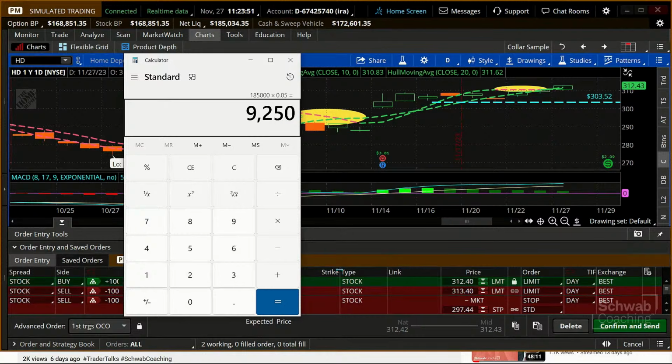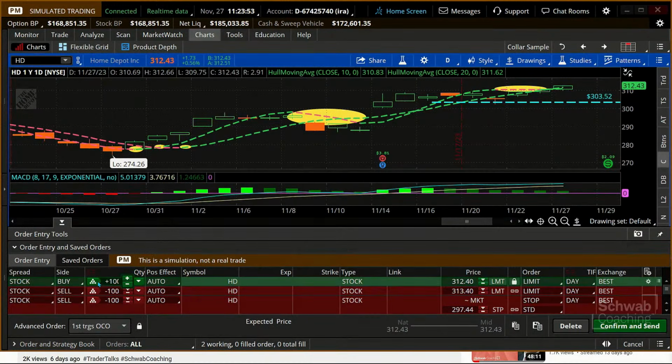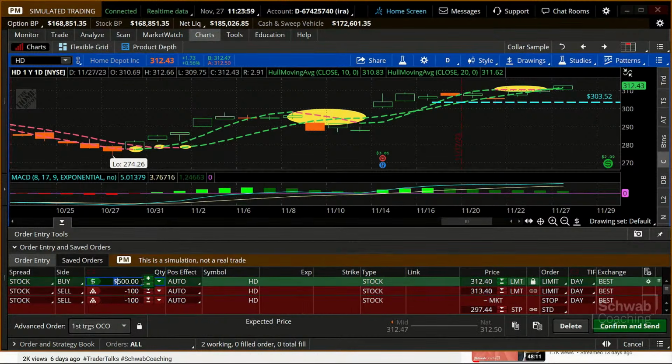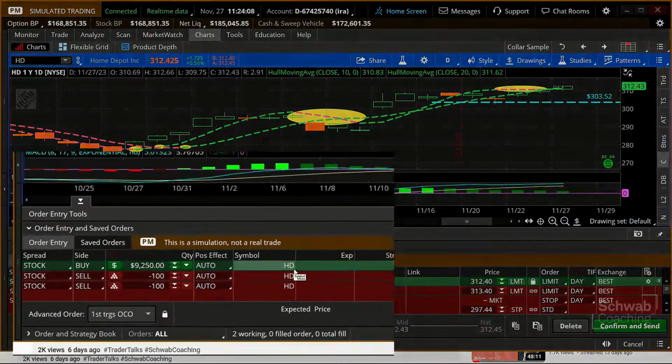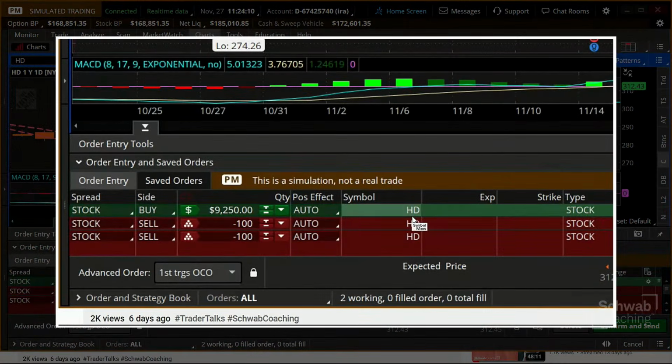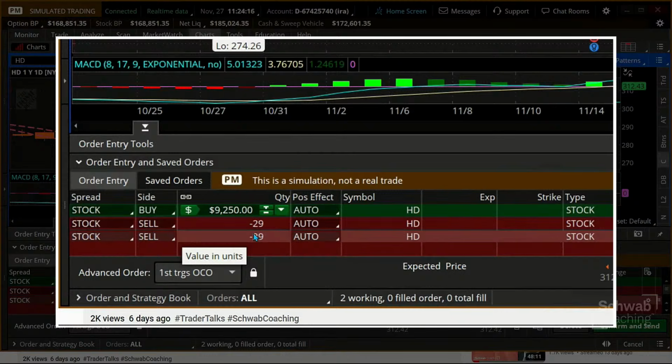What are we going to do with that? Well, now what you're going to notice is I'm going to click on the pool balls, percent, dollar amount. Think of this as the budget, okay? If we do this 9,250, that's the amount of capital that we're going to allocate to the Home Depot trade, okay? What we're now going to do is right above the dollar, we're going to click on that little icon, and it's now going to tell us 29 shares.